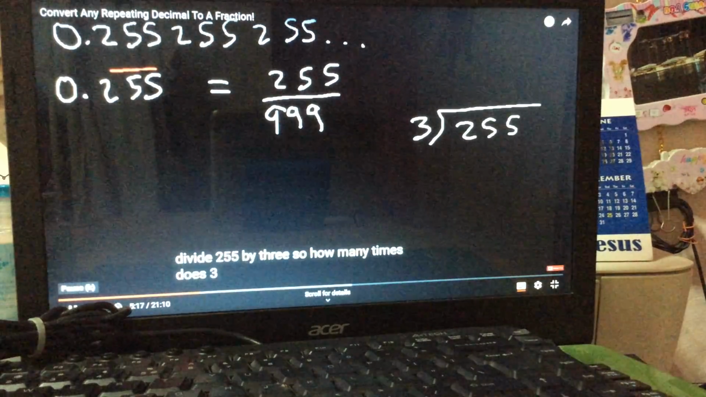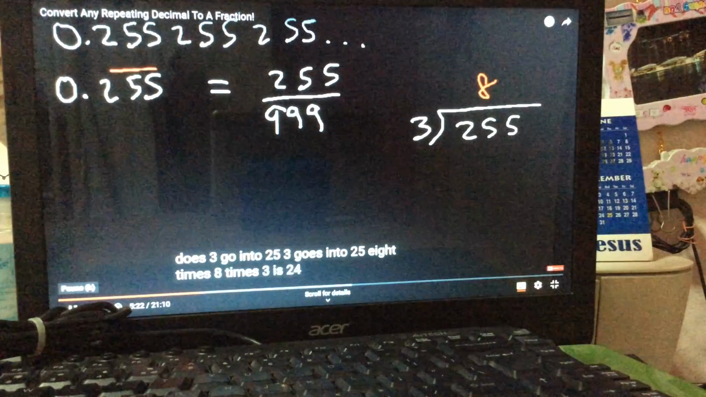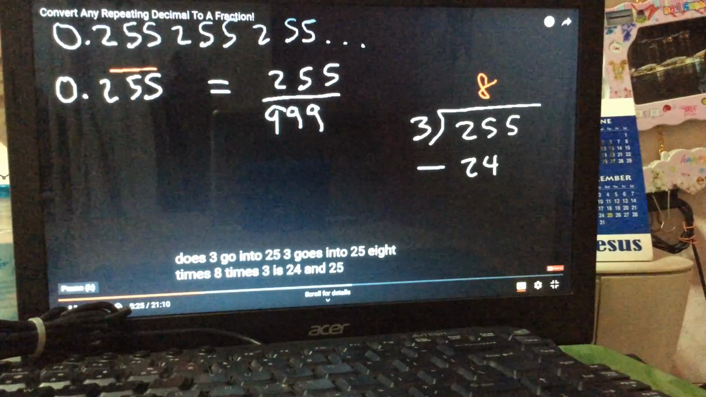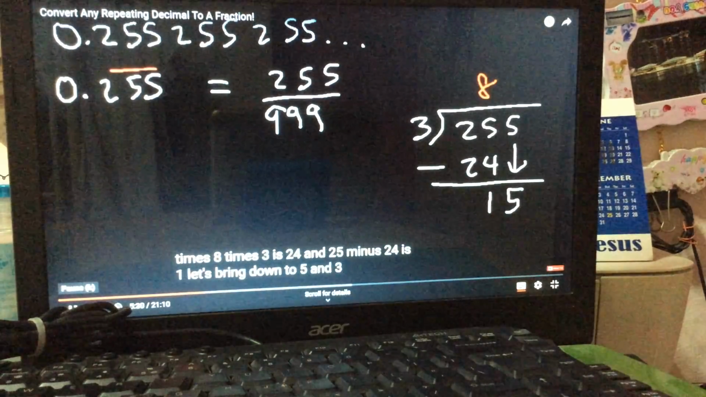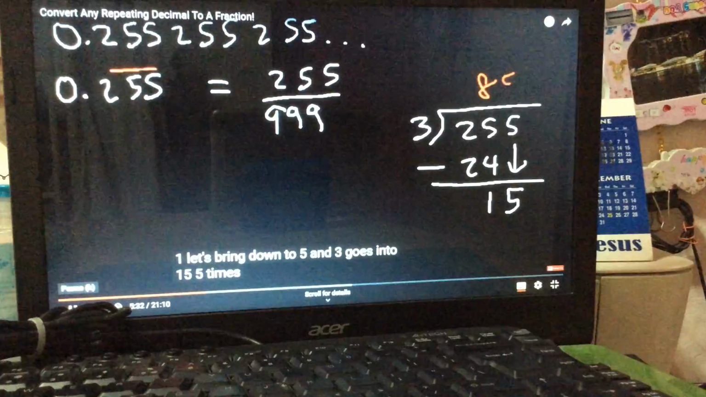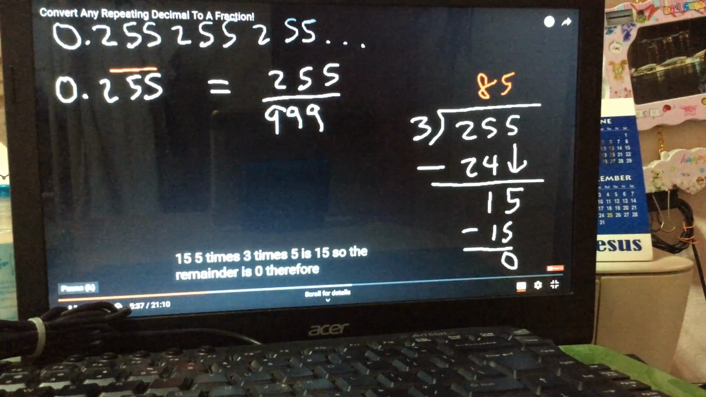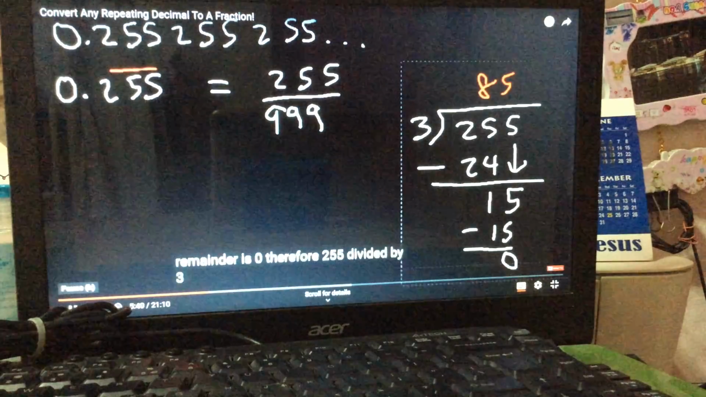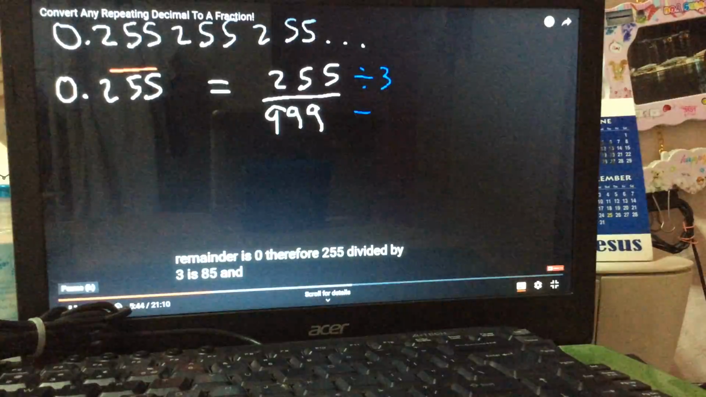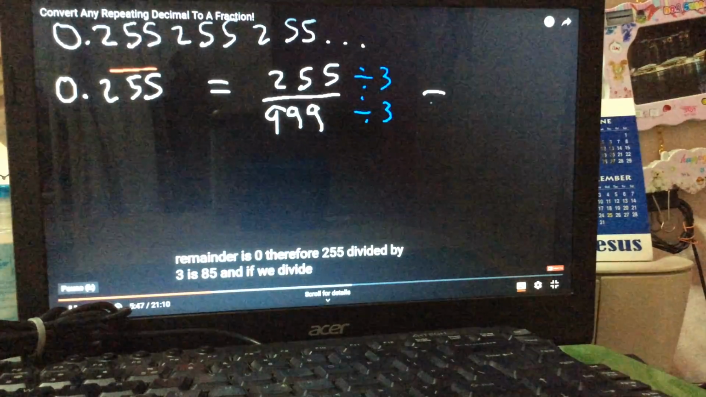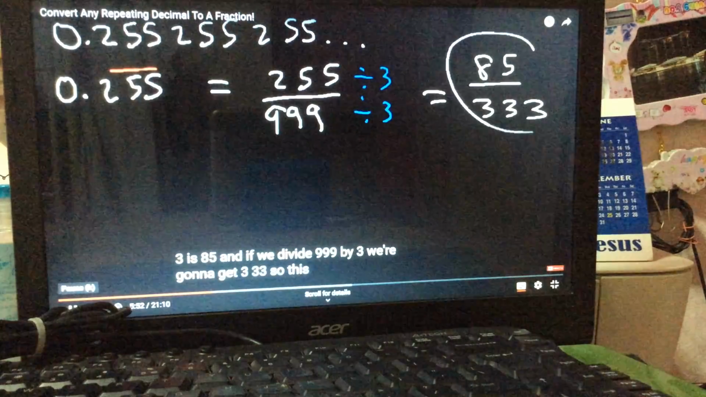So how many times does 3 go into 25? 3 goes into 25 8 times. 8 times 3 is 24. And 25 minus 24 is 1. Let's bring down the 5. And 3 goes into 15 5 times. 3 times 5 is 15, so the remainder is 0. Therefore, 255 divided by 3 is 85. And if we divide 999 by 3, we're going to get 333. So this is the answer.